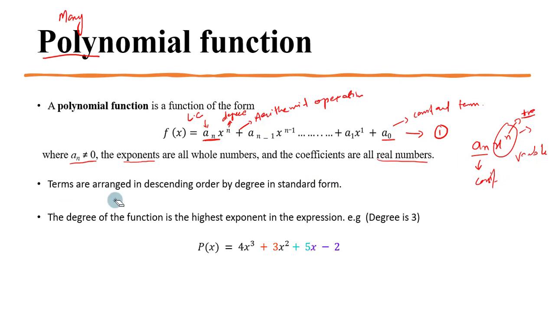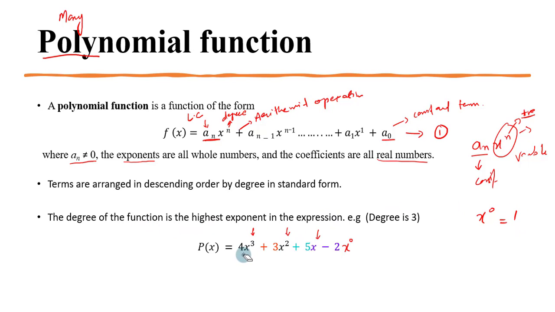When we write a polynomial function, it always has to be in standard form. What do we mean by standard form? When we look at the degree, it always has to be in descending order. We start with the highest and move down to the lowest, in which the constant, the variable with power 0, comes last, because any variable with power 0 equals 1.